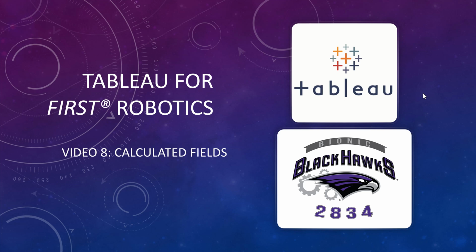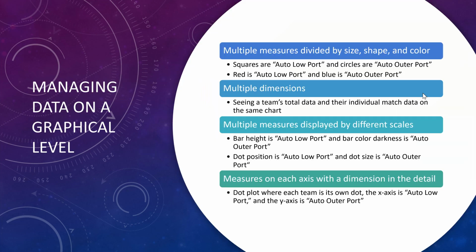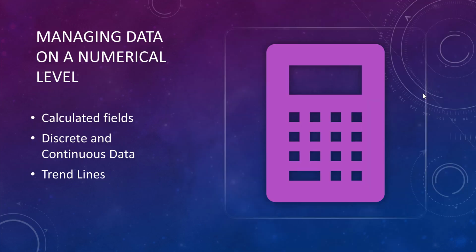Today we are going to talk about calculated fields. So we've already learned about the four different types of advanced charts and managing data on a graphical level, manipulating all of our data to get different looking graphs. Now we're going to work on managing our data on a numerical level. And that's going to include things like calculated fields, and in the next video we're going to go over discrete and continuous data, which will lead us into trend lines.